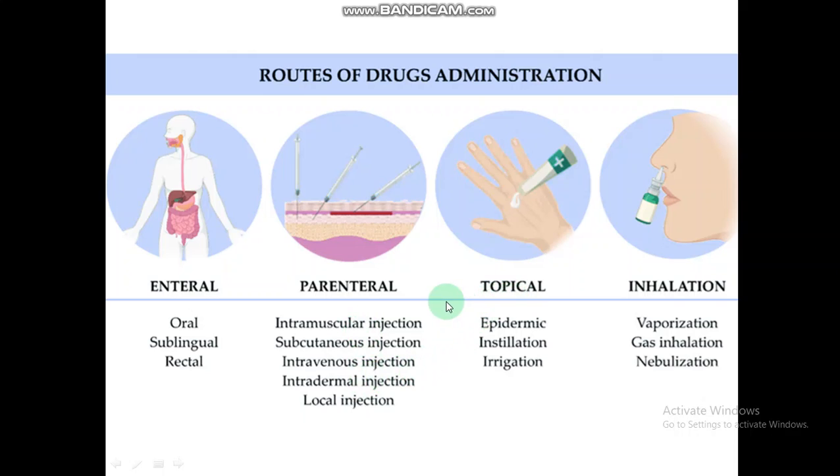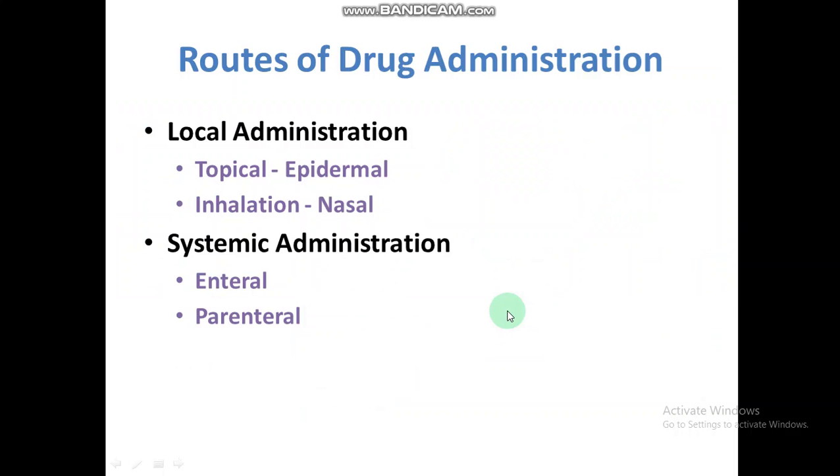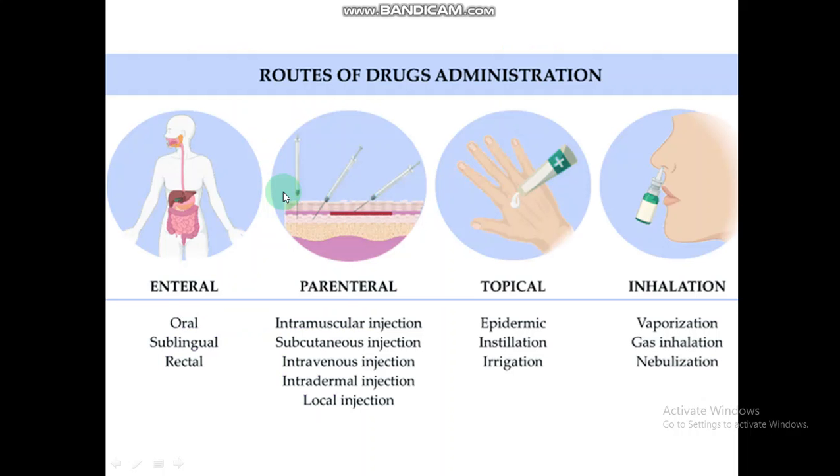And if we discuss topical, here we have these two types, topical and inhalation. These two types are not systemic. If we look here, these are local administration. Local administration means applying to that part of the body. We take, like, ointment.